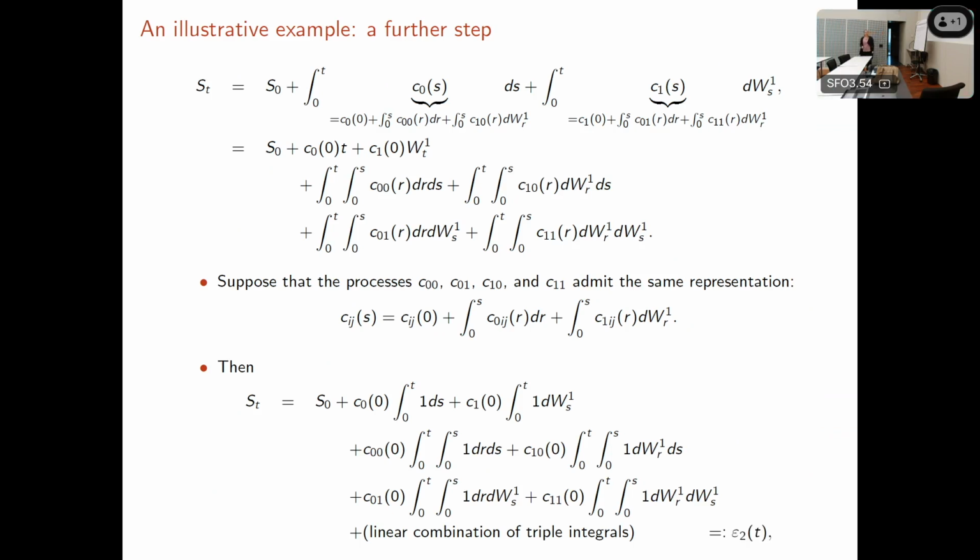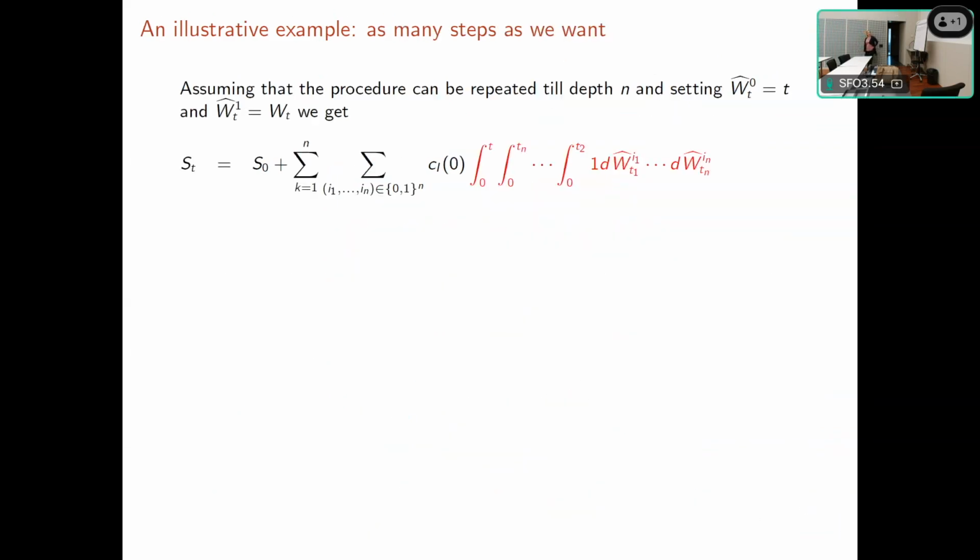Okay, this will be called epsilon 2. So the error that remains after that we subtract all the double integrals. So if we continue in this way, what do we get? We will get a 0. Then linear combination of iterated integrals from depth 1 till depth n. And then linear combination of n plus 1 iterated integrals. And this will be our epsilon n.